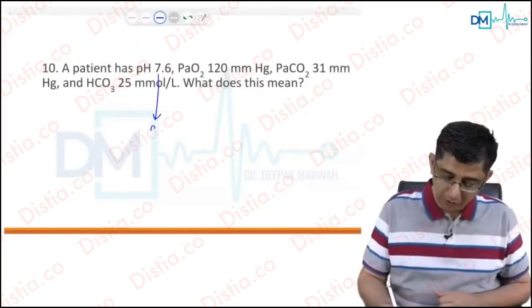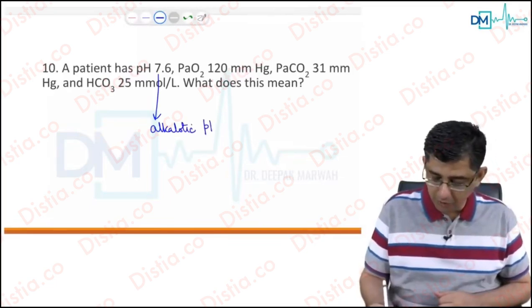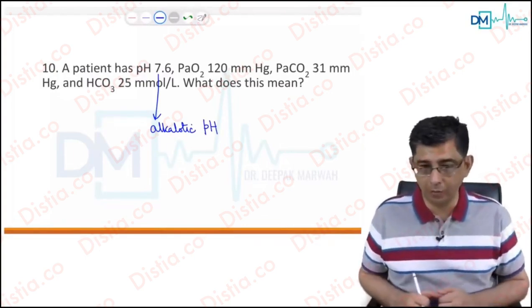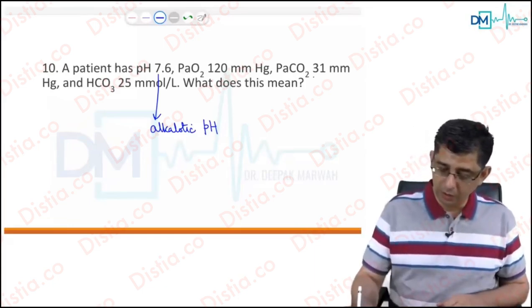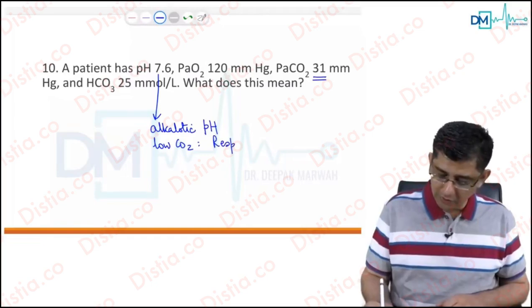The pH of the patient is alkalotic. For alkalotic pH, there are two possibilities. Either it could be respiratory or it could be a metabolic problem. Let us see what is the problem of this guy. In this guy, you can see PCO2 is less. So that immediately tells me it is a respiratory alkalosis in this patient.